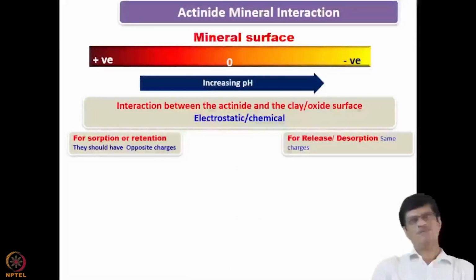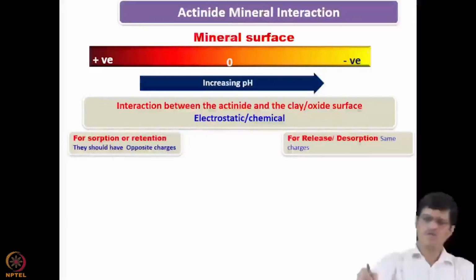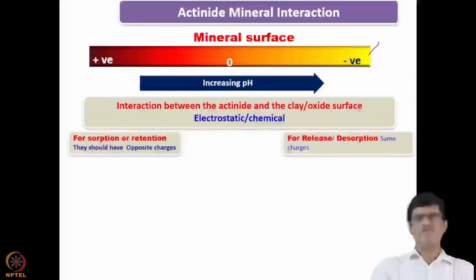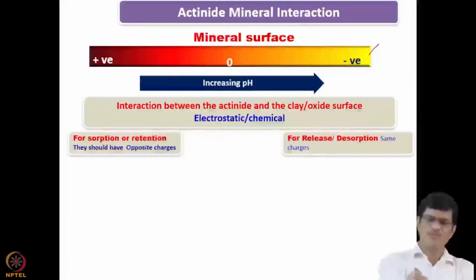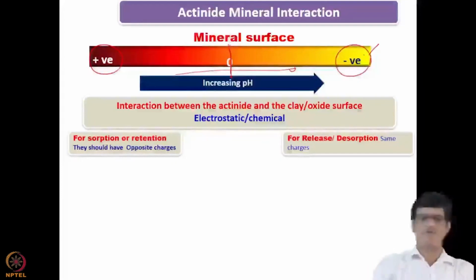Now, the actinide mineral interaction. You have the mineral surface, and the schematic is given here. Depending on the pH value, with increasing pH, the mineral surface has zero charge at the pZc. Lower than the pZc, it will have a positive charge, and higher than the pZc, it will have a negative charge. This is how the mineral surface behaves as a function of pH. There can be interaction between the actinide and the clay oxide surface, which is electrostatic, or it can be a chemical interaction. Based on that, the complexes will be formed.